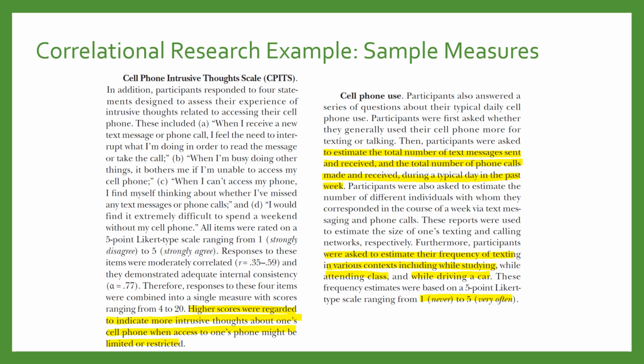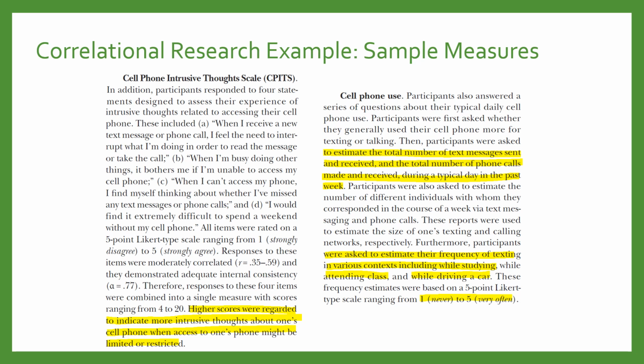I love that they gave some sample items, right? So these items: when I receive a new text message or phone call, I feel the need to interrupt what I'm doing in order to read the message or take the call, right? That's one of the items, and you can see the other items there. They also tell you that they rated it on a 5-point Likert scale from strongly disagree to strongly agree. And you can see that higher scores indicated more intrusive thoughts about someone's cell phone.